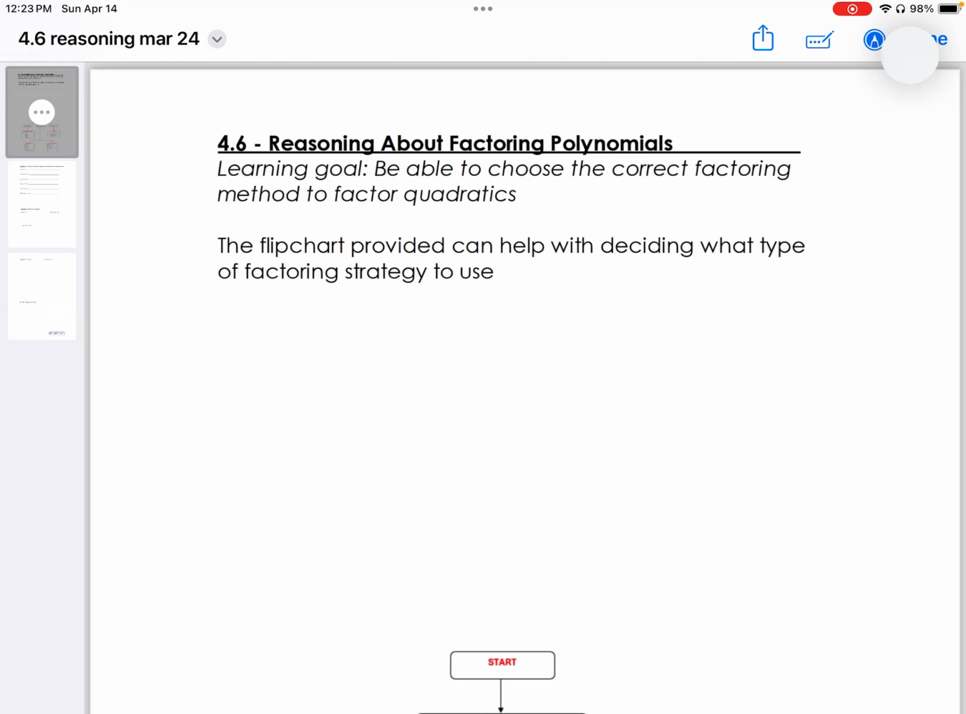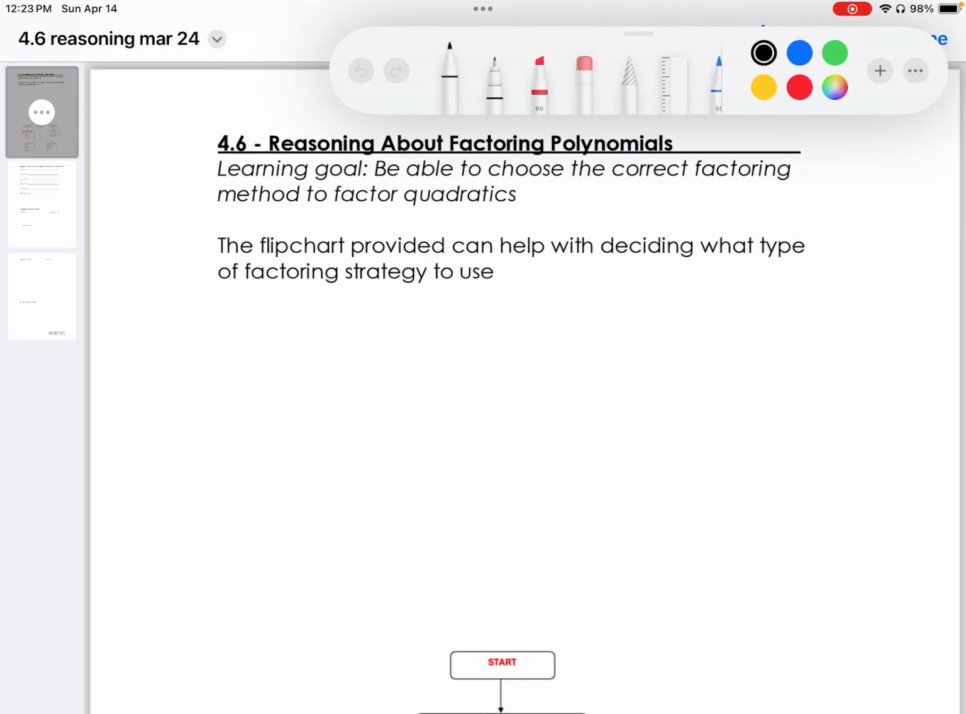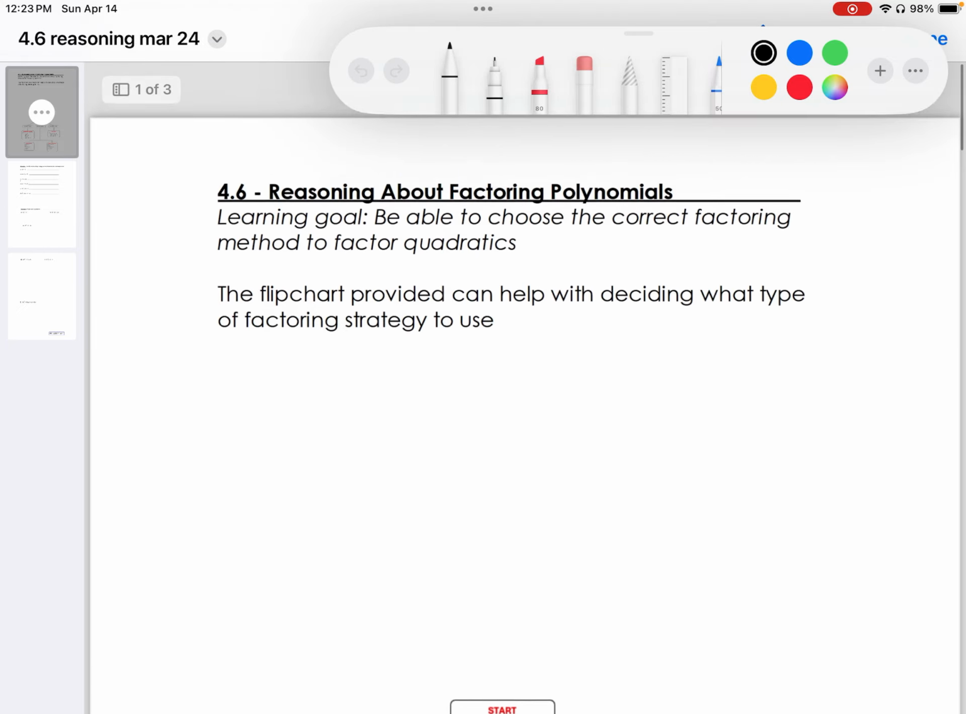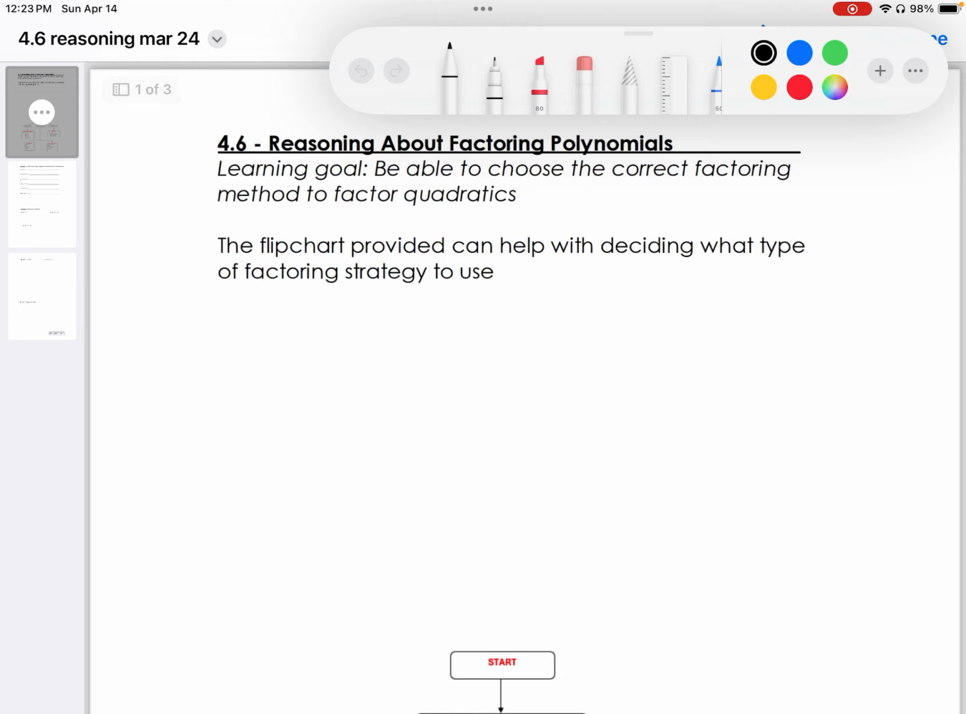Okay, so we have been talking about different forms of factoring, and so now we need to be able to choose the correct factoring method in order to factor quadratics. So the flip chart provided will help us with choosing which type of factoring strategy.